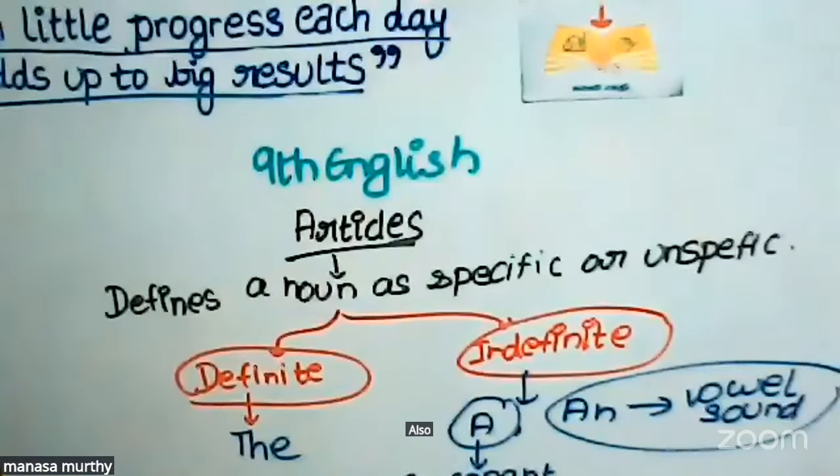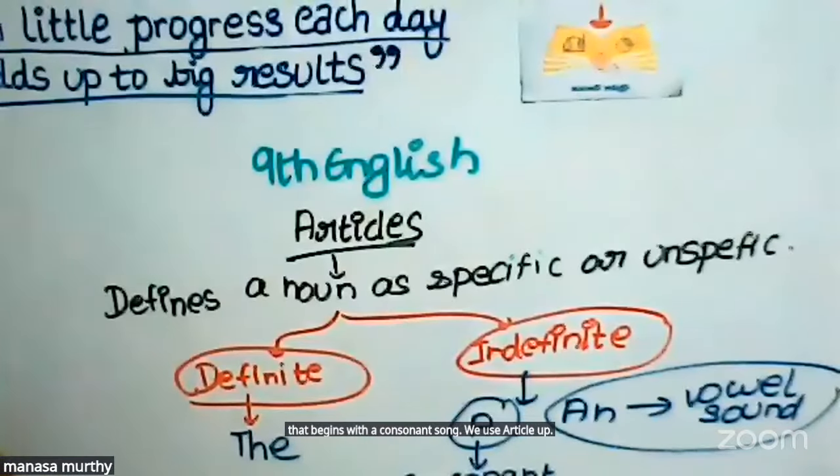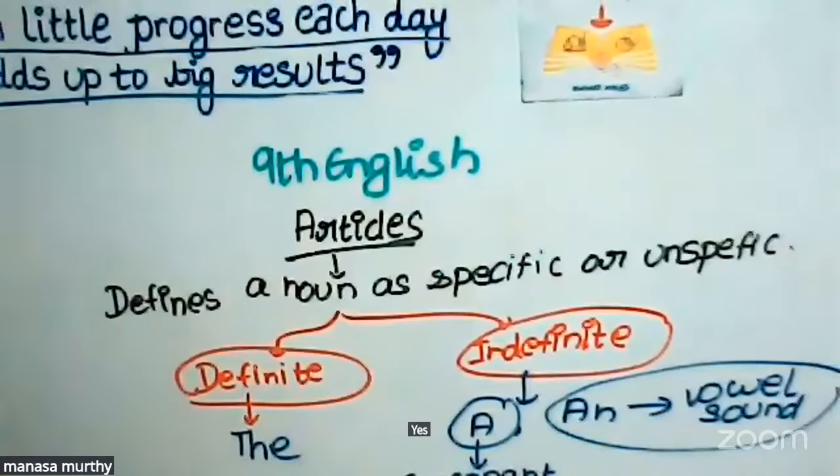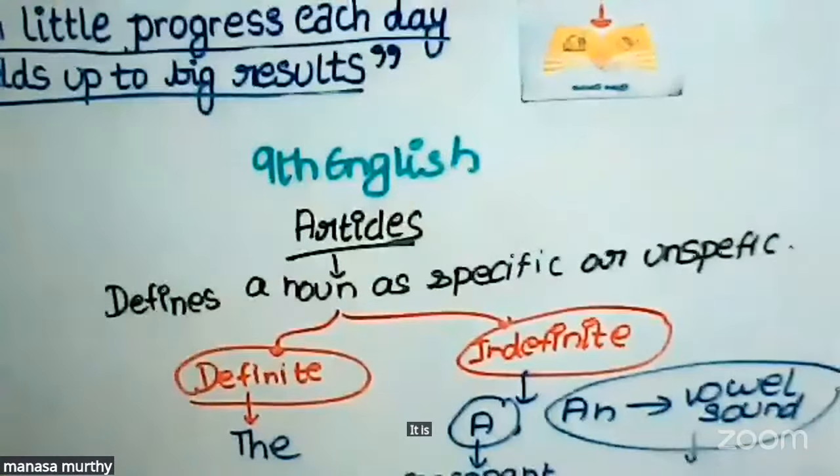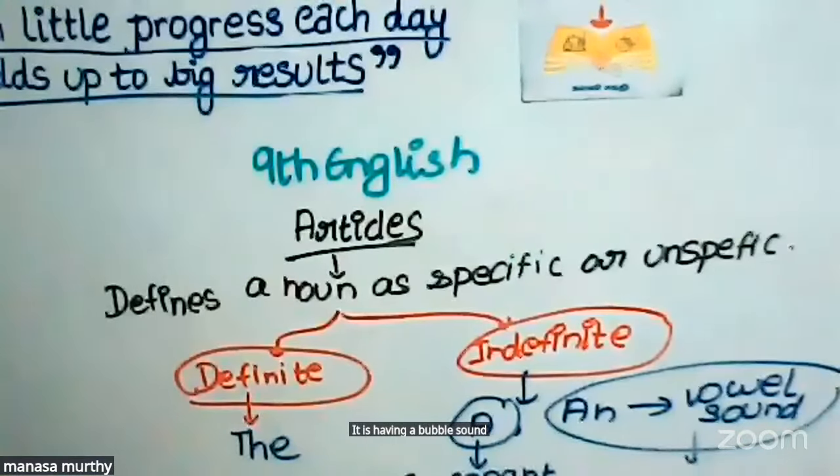Also, we had seen various situations wherein we use the articles a and an. Correct. Before a singular noun that begins with a consonant sound, we use article a. A table, a book. Yes, exactly. An apple, because it has a vowel sound.